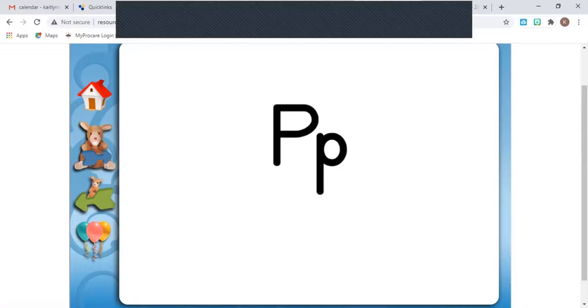Here is the capital P, or the uppercase P, and then the lowercase p. The difference between them is one is taller and one is smaller. But what they have in common is they both say the same sound of P. Great job. So your homework is practicing writing the lowercase letter P.